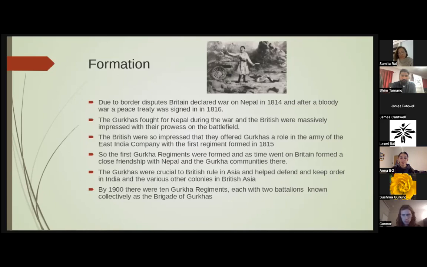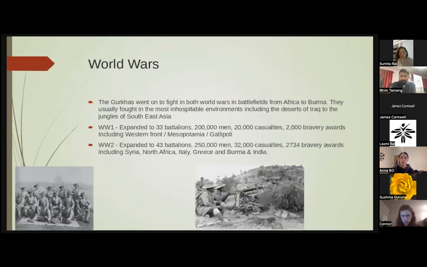The Gurkhas for the next couple of centuries were crucial to British rule in Asia. They kept law and order in India and various colonies in British Asia when there were disputes. And by 1900, there were quite a few Gurkha regiments, so they became collectively known as the Brigade of Gurkhas.